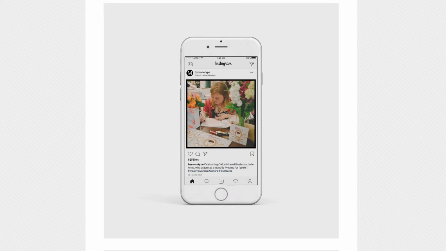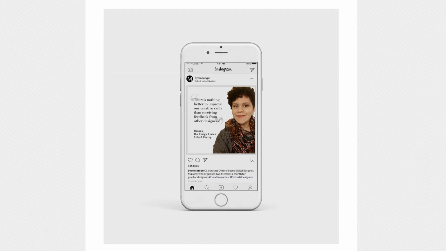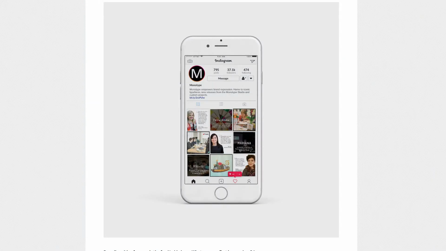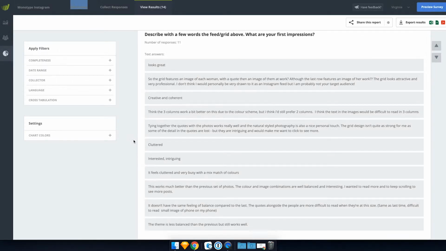So the second version has been very well received. The comments were that the images work very well, that they fit more within the Instagram style, I guess, that they are more happy, colorful, friendly, interesting. And then the grid has gotten very positive responses. So people say it looks great, it's creative and current, it's interesting, intriguing.